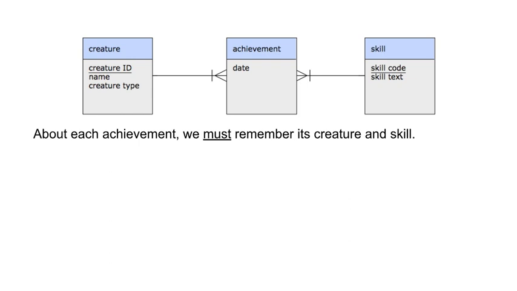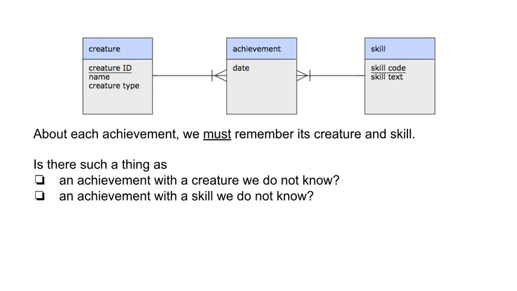To the users, we can restate the must remember statement and then drill into it in 2 steps. First, ask if it's possible that we cannot remember the things that we said we must remember. Then, if they say yes, follow up by asking how the users can distinguish one instance from another. So, is there such a thing as an achievement with a creature we do not know, or an achievement with a skill we do not know?